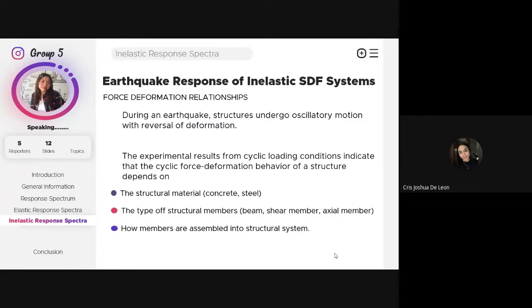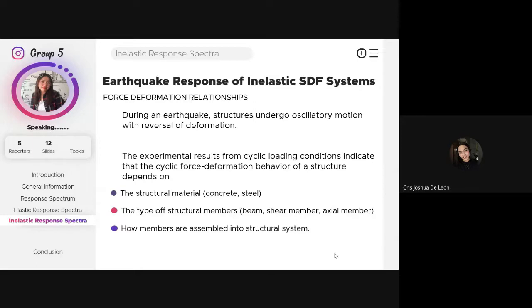So let's now proceed to the earthquake response of the inelastic single degree of freedom, or SDF, system response spectrum. This area is the force deformation relationship. During an earthquake, structures undergo oscillatory motion with reversal of deformation. The earthquake excitation is cyclic in nature, so the structure undergoes different levels of cyclic deformation. The effective earthquake forces will be changing their directions, and therefore the structures will be undergoing oscillatory motion.